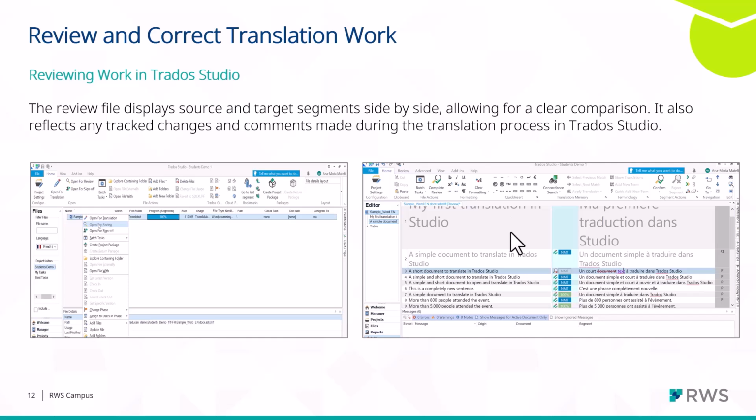On the editor, we will have the same structure. On the left hand, we will have the source. On the right hand, we will have the target part. And on the column of the middle, we will have the status of each segment.